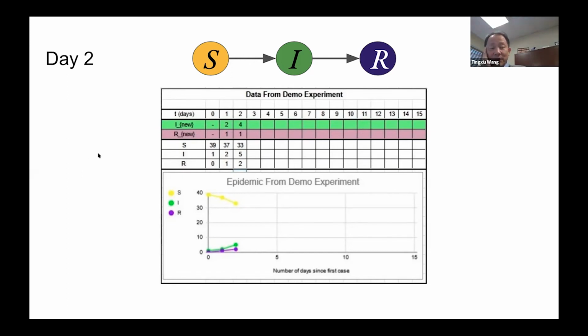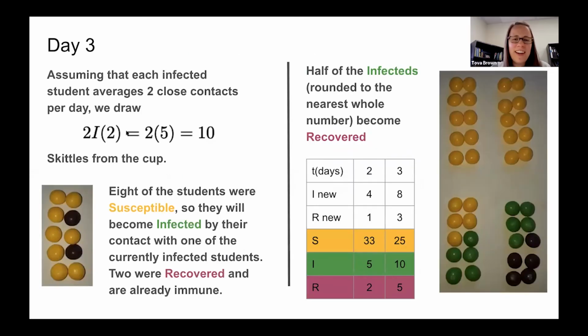We can move on to day 3. Yeah, let's move on to day 3. Can I check in with those who are working on sheet 3? If you're working on experiment 3, how many susceptible people do you have at the end of day 2? It's different from the data we've been showing in our demo. Anybody working on experiment 3?